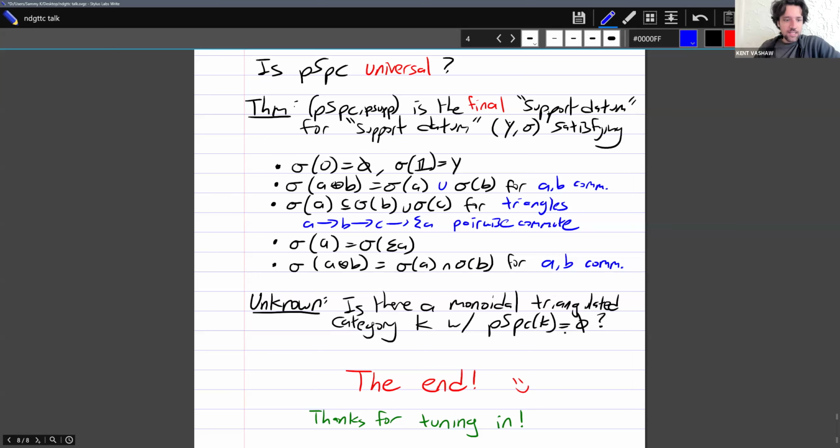Yeah, so do you have examples where you can compute this P spec? No. So one interesting question is if you have that the regular Balmer spectrum and the complete prime Balmer spectrum coincide, will these actually coincide with P spec? I don't expect the answer to be yes in general, but it's possible.